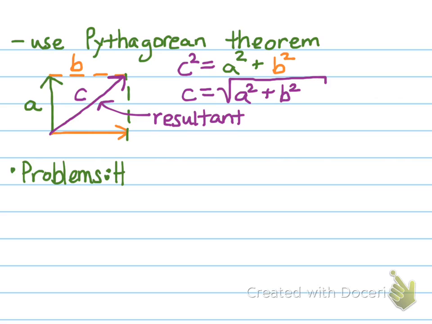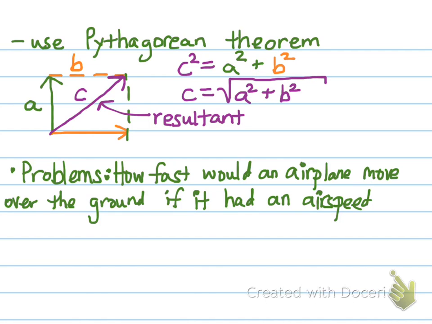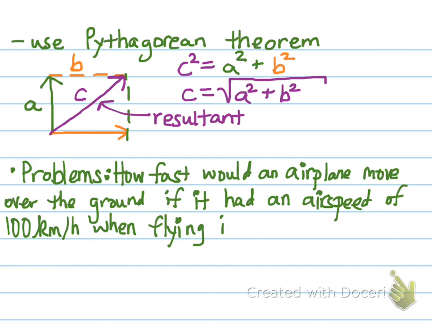Our first problem is, how fast would an airplane move over the ground if it had an airspeed of 100 kilometers per hour when flying into a strong gale, which is just another name for wind, of 100 kilometers per hour.